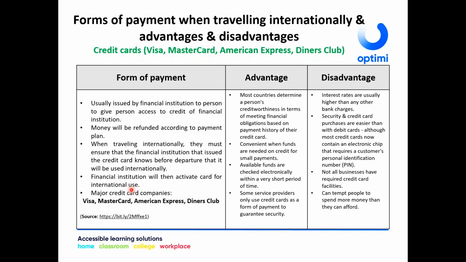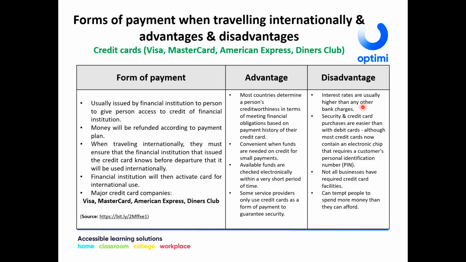The major credit card companies are Visa, MasterCard, American Express, and Diners Club. The advantages of using a credit card are that most countries determine a person's creditworthiness in terms of meeting financial obligations based on the payment history of their credit card. It's convenient when funds are needed on credit for small payments. Available funds are checked electronically within a short period of time, and some service providers only use credit cards as a form of payment to guarantee security.